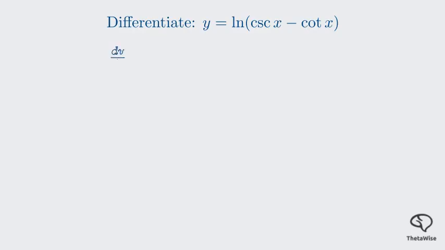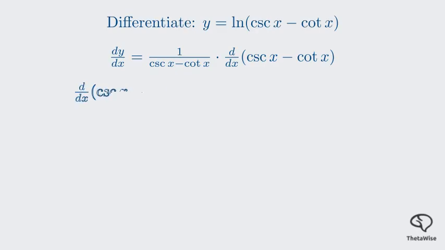Let's look at a similar trigonometric identity example. This time, we're differentiating y equals ln of the quantity cosecant x minus cotangent x. As before, we apply the chain rule: 1 over the inner function times the derivative of the inner function. This gives us dy/dx equals 1 over the inner function, cosecant x minus cotangent x, times the derivative of that inner function.